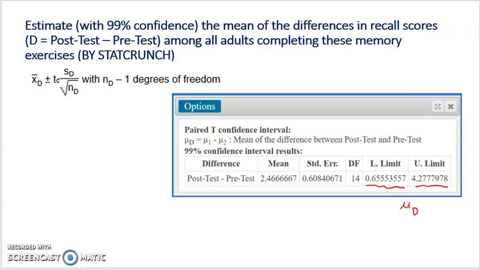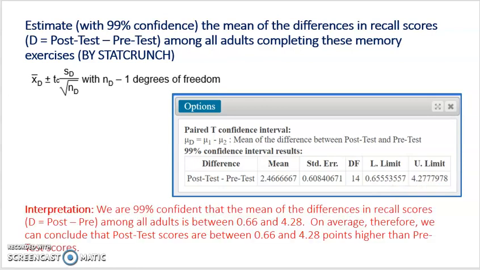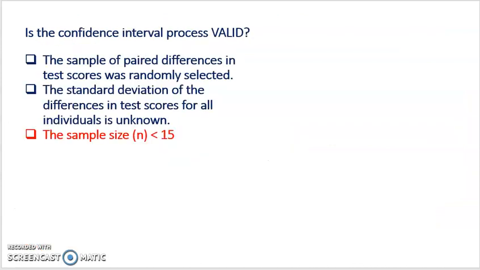So I'd like to then just give my interpretation. We are 99% confident that the mean of the differences in recall scores among all adults is between 0.66 and 4.28. In other words, it's going to reach the same conclusion. It's just how you get there, doing the calculations by hand versus doing them with StatCrunch. One last question, which is true about all procedures that we do in statistics. Is the process valid? We already know from the problem that the sample of paired differences in test scores was randomly selected.